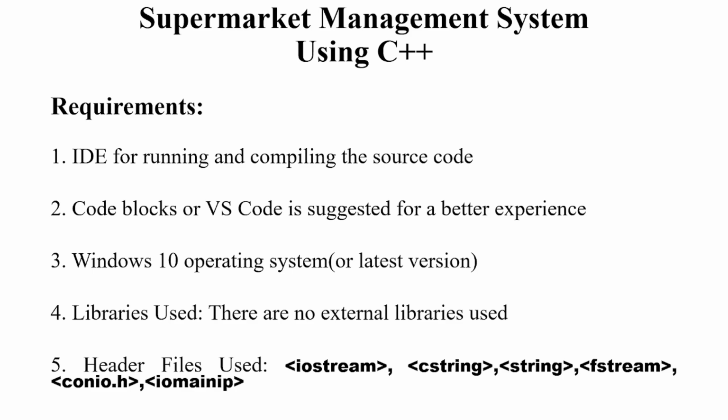Then the library used here. Library stands for a group or a collection through which you can use certain modules in your project. But here we have not used any external libraries. Whatever functionalities we have implemented are already present in the inbuilt libraries. Then we have certain header files. We will see what these header files do while we explain the code. The header files used are iostream, cstring, string, fstream, conio.h and io_main_ip. So now let's move to the code part and see what the code has in store for us.